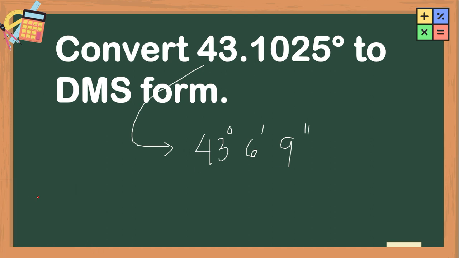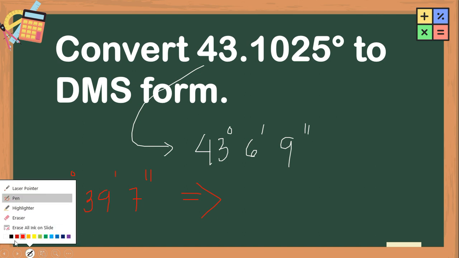What if vice versa? What is 67 degrees, 39 minutes, and 7 seconds into degree form or decimal form? Answer?